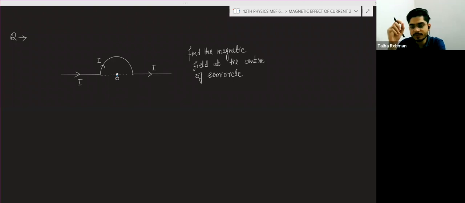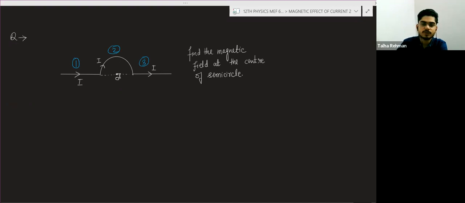So what I am doing, I am just dividing this wire into three parts. Okay, so first part is this straight wire. This semicircular wire is the second part, and again this straight wire is the third part. So we will have to find the magnetic field at this point O. So what first we will find.